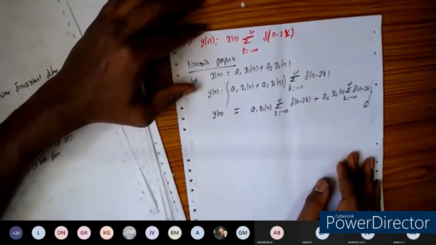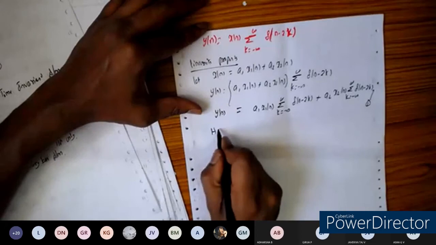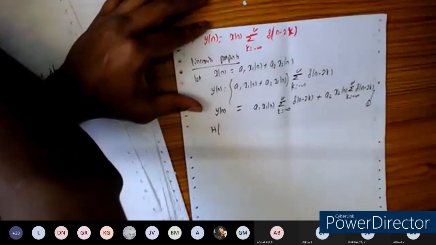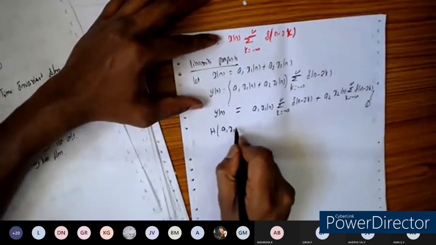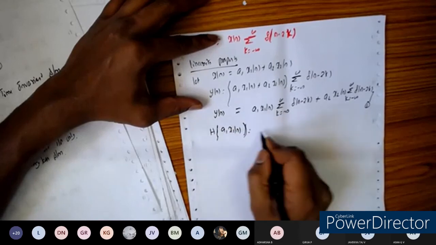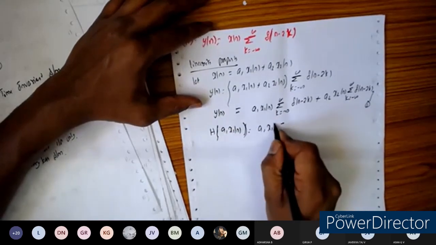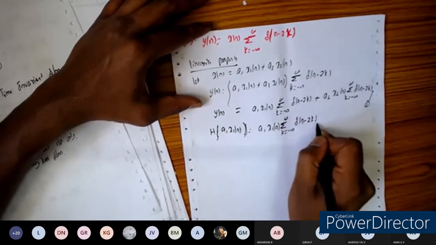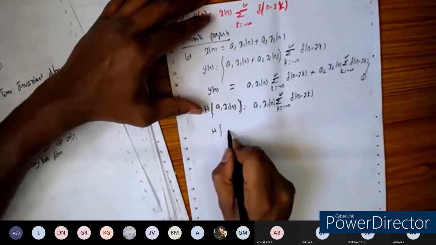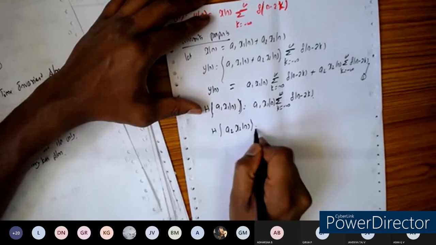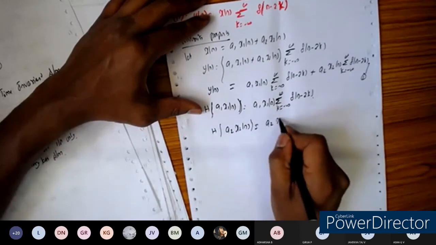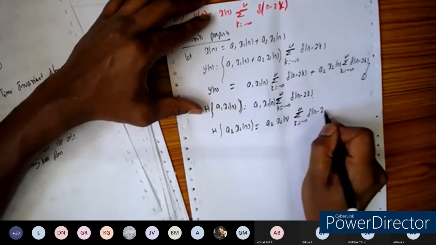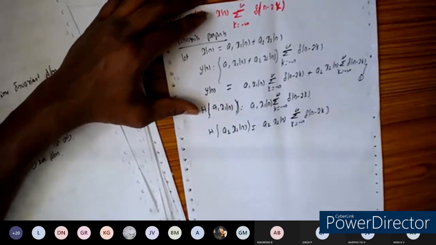Similarly, let us give the individual inputs and verify what output we get. So h of a1 into x1 of n. If you give that as the input, it becomes a1 into x1 of n multiplied by summation k equal to minus infinity to plus infinity delta of n minus 2k. Similarly, give h of a2 into x2 of n. This becomes a2 into x2 of n into summation k equal to minus infinity to plus infinity delta of n minus 2k.